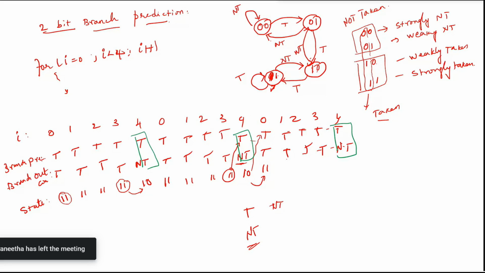So this is what they are saying. When you go with a single bit, you are getting five mispredictions, but here you are getting three mispredictions. So this is with respect to the two-bit predictor. Clear?